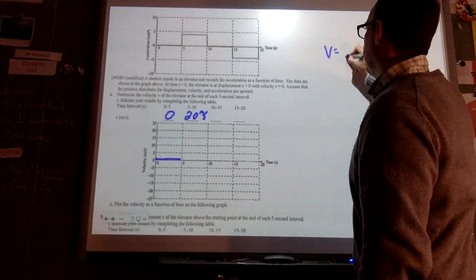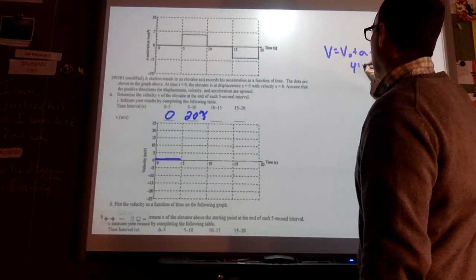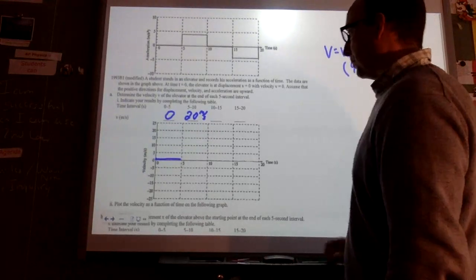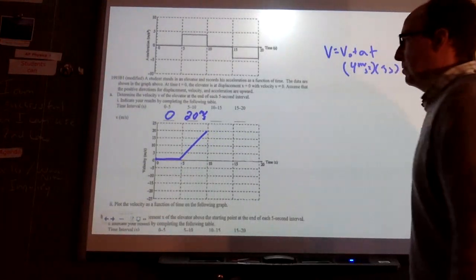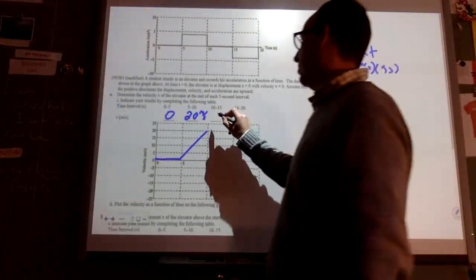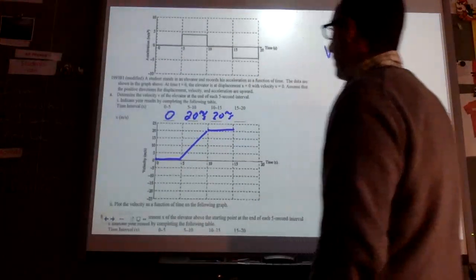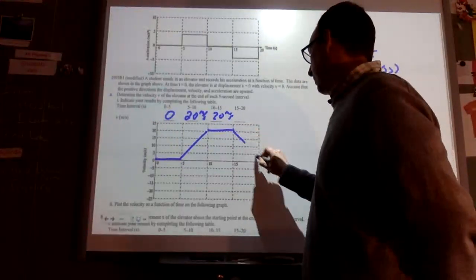Right? So this is 0, this is going to be 4, this is going to be a straight line to 20. From 10 to 15, my acceleration is 0, so I'm going to stay at 20. And then from 15 to 20, I have a negative 4, so I'm going to go back down to 0.